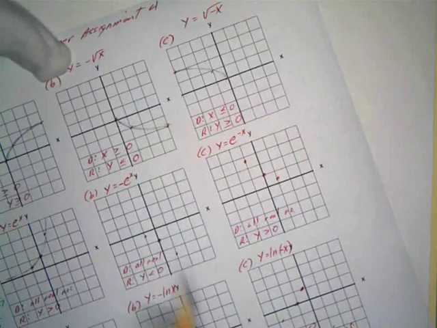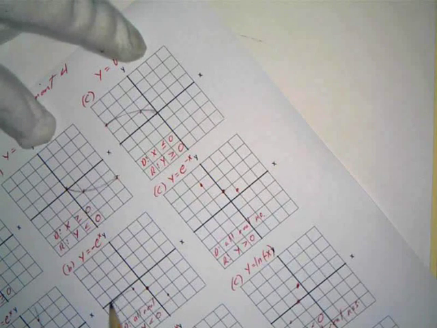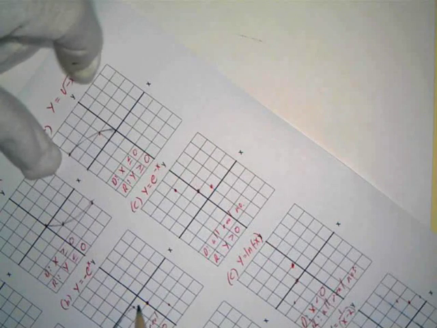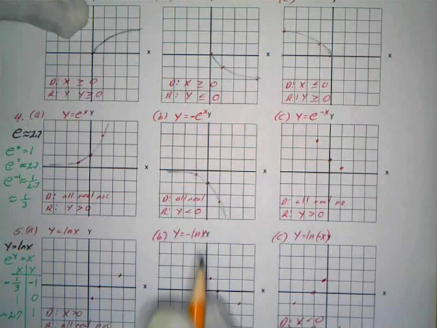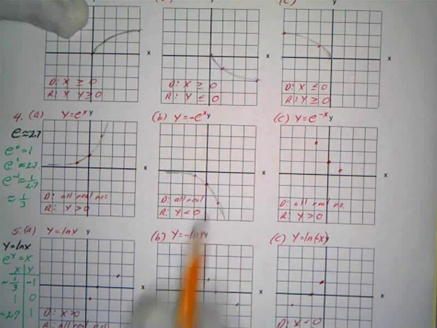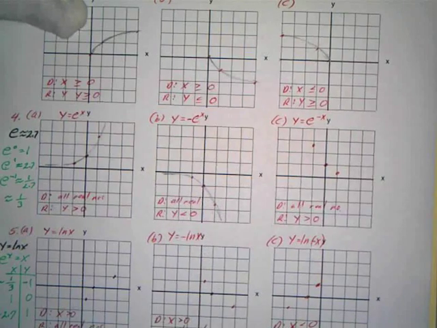So something like that. So again, this is asymptotic to the x-axis. It gets closer and closer, never touches it. It goes down like this. And then you can see your domain is all real numbers, but your range is y is less than 0. Not equal, but less than 0.